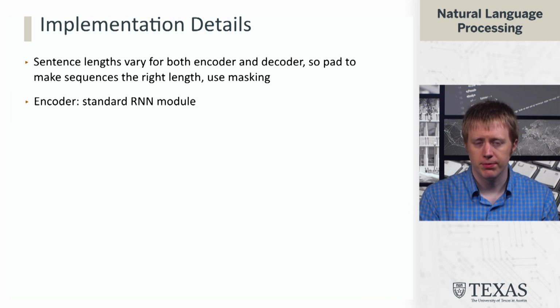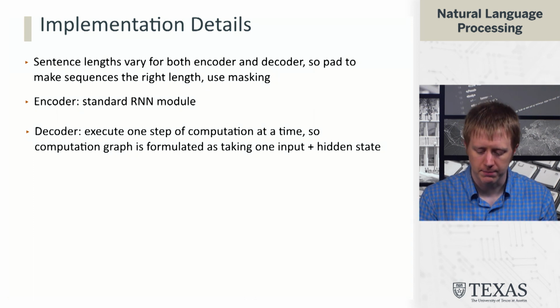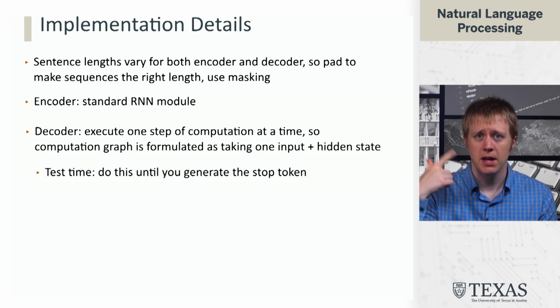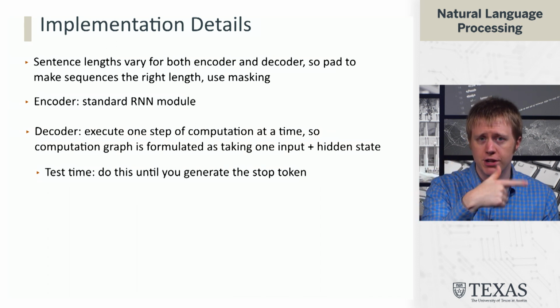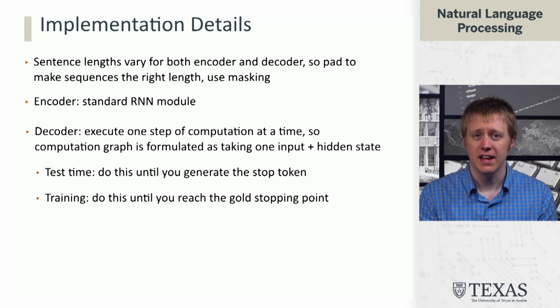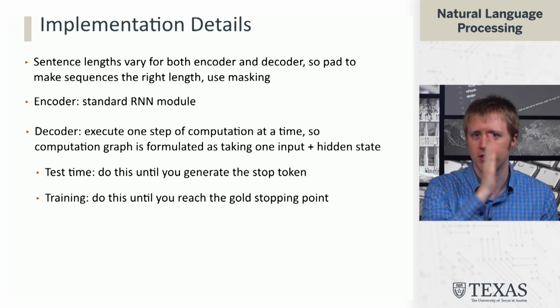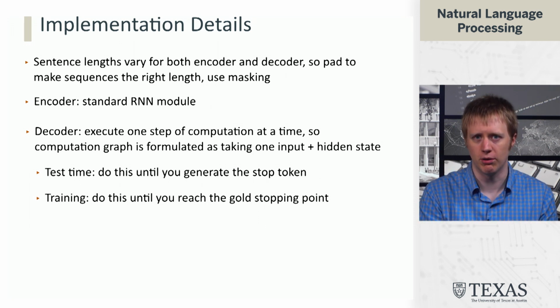The encoder here is going to be a standard RNN. That's fine. The decoder is going to be also whatever you want to use. But because we have to execute just one step at a time, you might need to chop the computation graph up in a slightly different way. And then at test time, you need to for loop over this thing until you generate a stop token, or you run out of patience or hit your limit of how many tokens you want to generate. And at training time, you actually know where the gold stopping point is. So you need to be aware of the fact that you're only going up to as many tokens as there are in the gold.